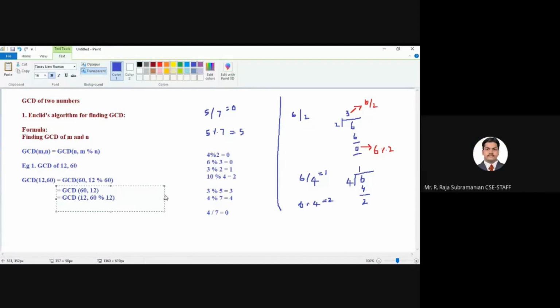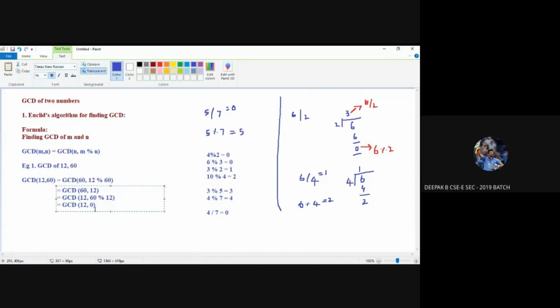Now we'll be solving this. It's equal to GCD of 12, 60 modulo 12. So 12 ones are 12, 12 twos are 24, 12 threes are 36, 12 fours are 48, 12 fives are 60. So what will be the remainder? 0. 12 fives are 60, remainder is 0, right?